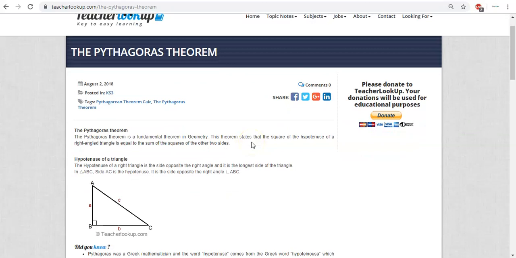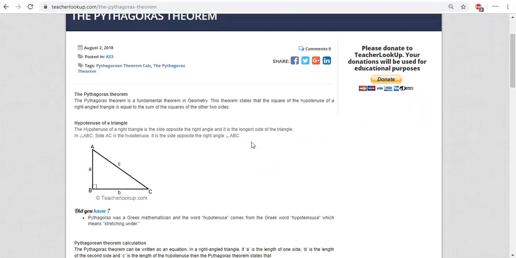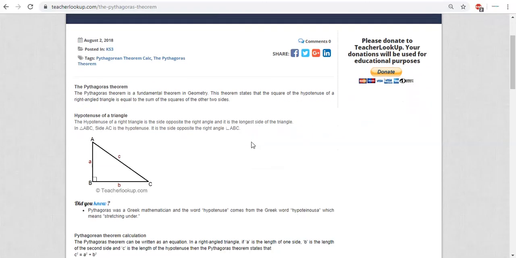So coming back to the Pythagoras theorem, this is personally my favorite subject. I was quite fascinated in maths about this. The Pythagoras theorem is a fundamental theorem in geometry. This theorem states that the square of the hypotenuse of a right-angled triangle is equal to the sum of the squares of the other two sides.